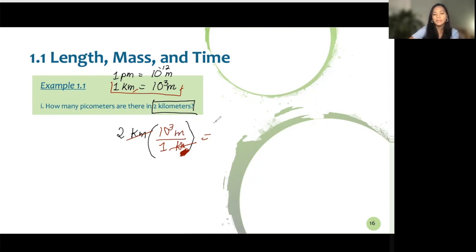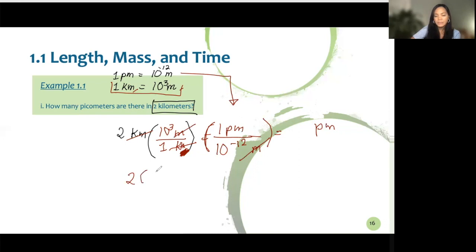Okay, next one. Now, but we are asking for a picometer. Now, let's use the second conversion. I will have 1 picometer with a 10 to the negative 12 meters. Why did I put the meters down? Because I want to cancel this. So you will be now left with 2 times 10 to the 3 picometer divided by 10 to the negative 12.